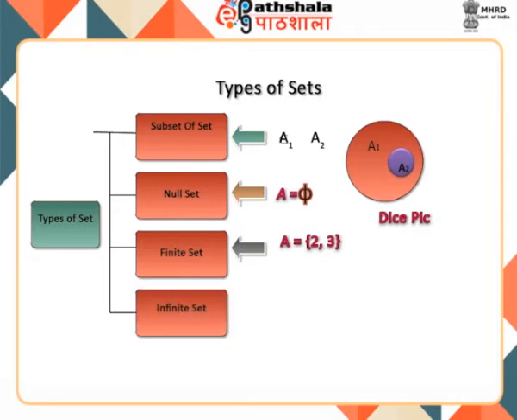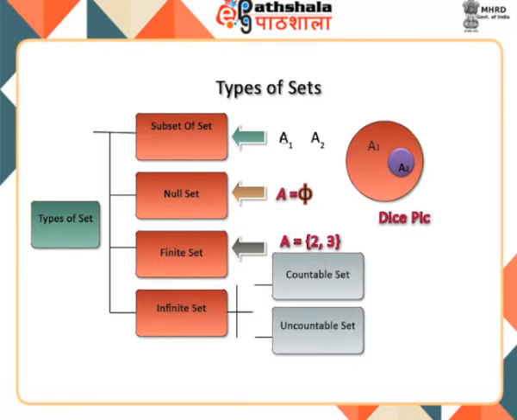Infinite sets are those sets that have infinitely many elements. They could be of two types, countable and uncountable. An infinite set A is countable if there is a one-to-one correspondence between the elements of the set and the set of natural numbers 1, 2, 3, and so on. Examples include the sets of positive integers, odd integers, prime numbers, etc.